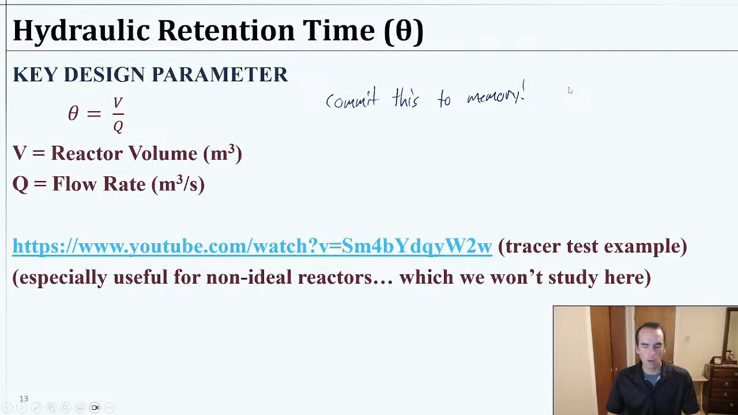All right, so the tracer test stuff is a good example, a good field of study if you're interested, but for now we're just going to leave it at that.